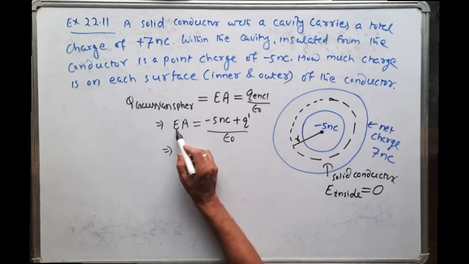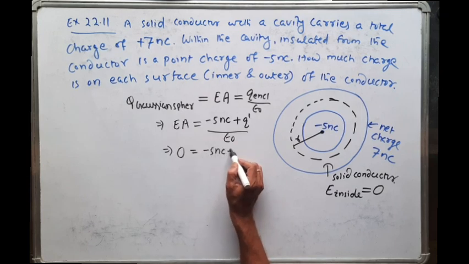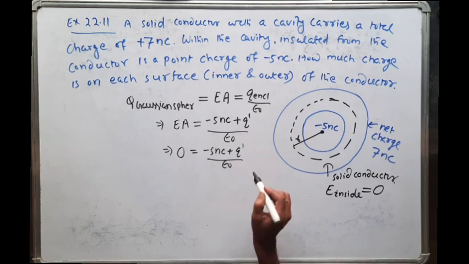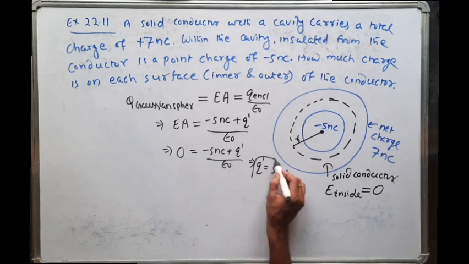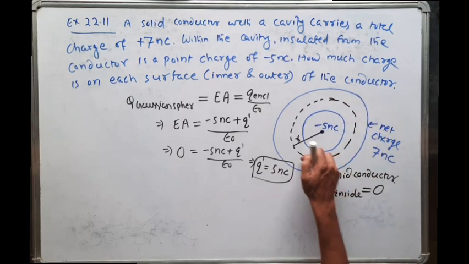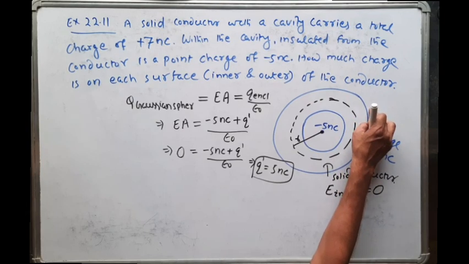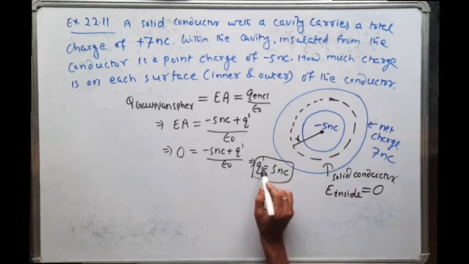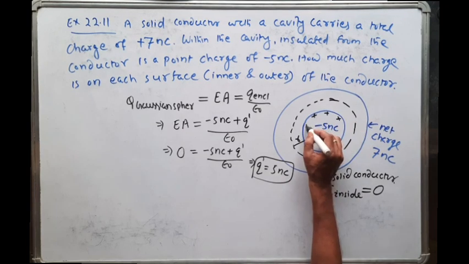So put 0 in place of E. So you will get 0 is equal to minus 5 nanocoulomb plus Q dash divided by epsilon naught. From this we can say Q dash is equal to 5 nanocoulomb. Now this 5 nanocoulomb must be within this Gaussian sphere. Since we are discussing the electrostatic condition, charge is always distributed on the surface. So this 5 nanocoulomb must be developed on the inner surface of this inner sphere.